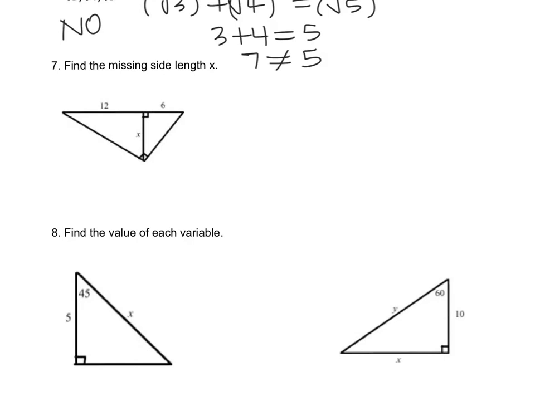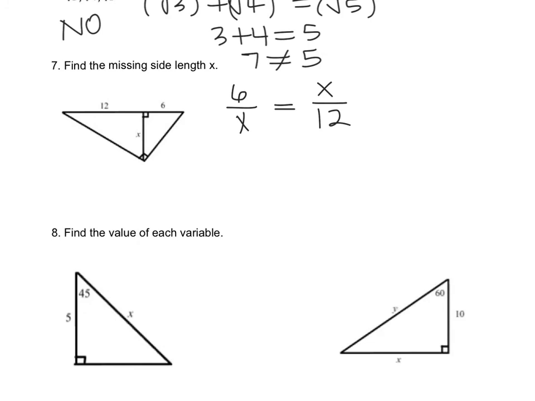Number 7, we want to solve for our missing side length. So x is the altitude from my right angle to the hypotenuse, which means I want to set up a geometric mean. So in order to solve for x, I'm going to put one of my segments, 6, over my altitude x, and set it equal to my altitude x over the other segment length, 12.